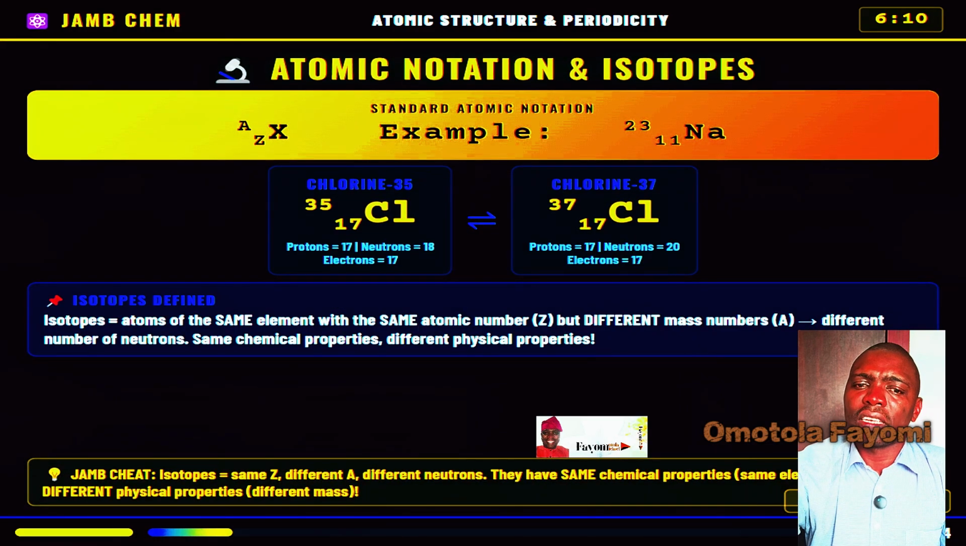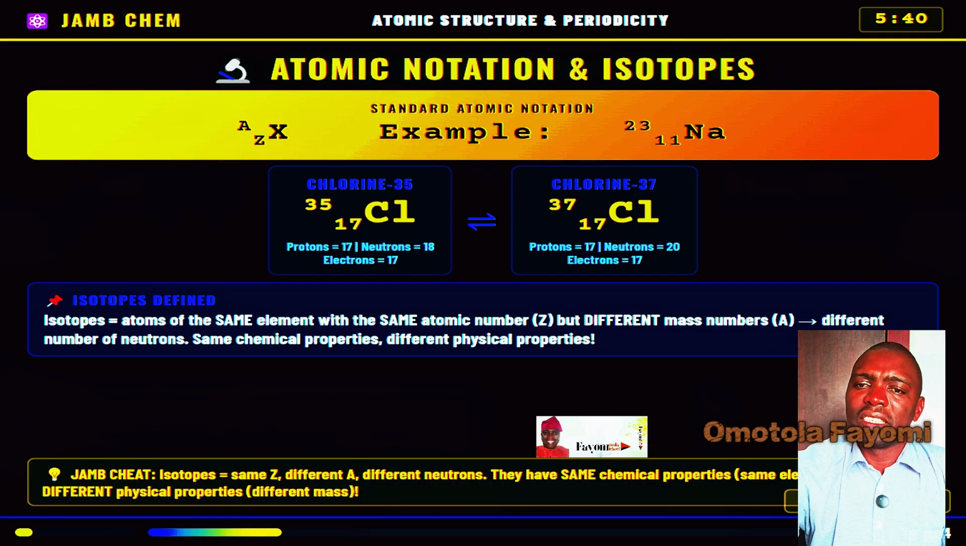Let's decode the standard atomic notation. The mass number A goes top left, the atomic number Z goes bottom left, the element symbol X is in the center. So sodium 23, written properly, is 23 on top, 11 on the bottom, Na. The atomic number 11 tells us 11 protons and 11 electrons. 23 minus 11 gives 12 neutrons. That's all the information you need.